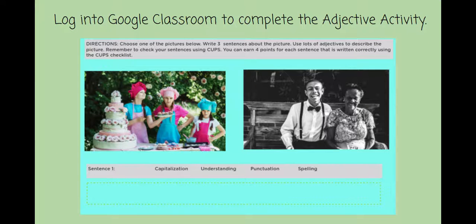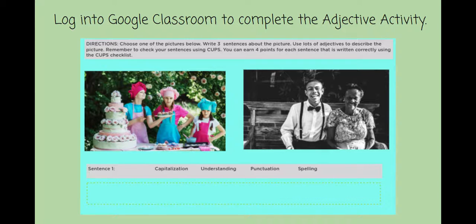All right, so what you're going to do now is you're going to log into Google Classroom to complete the adjective activity. So let me explain what you're going to do. You're going to have 2 pictures in your assignment. You have a picture of some girls that look like they're baking a cake. You have a picture of a little boy and perhaps his grandmother. You're going to just pick one of these pictures, or you can write one sentence about one, one about the other. Probably easier to write about one.